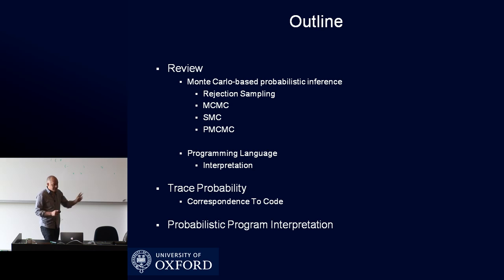Then we're going to talk about what a trace probability is. How do we define the probability of a trace? Going to establish a correspondence of the trace to a joint probability distribution, and that's going to be the distribution over which we do inference. And then we're going to talk about actual probabilistic program interpretation using a number of different inference techniques from up here. Basically, all of these inference techniques up here.